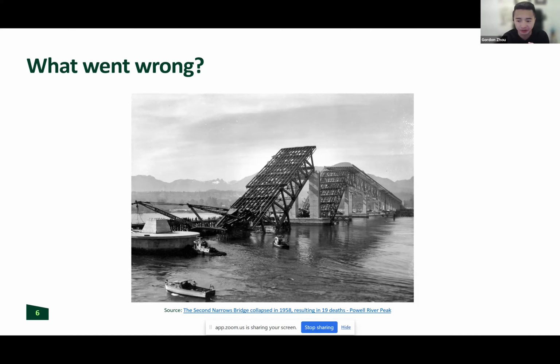Firstly, changes create new risks. During construction, things change. The methods of construction change. The assessment of loads has changed. The conditions change. And so what happened was that these changes made the structure less stable.